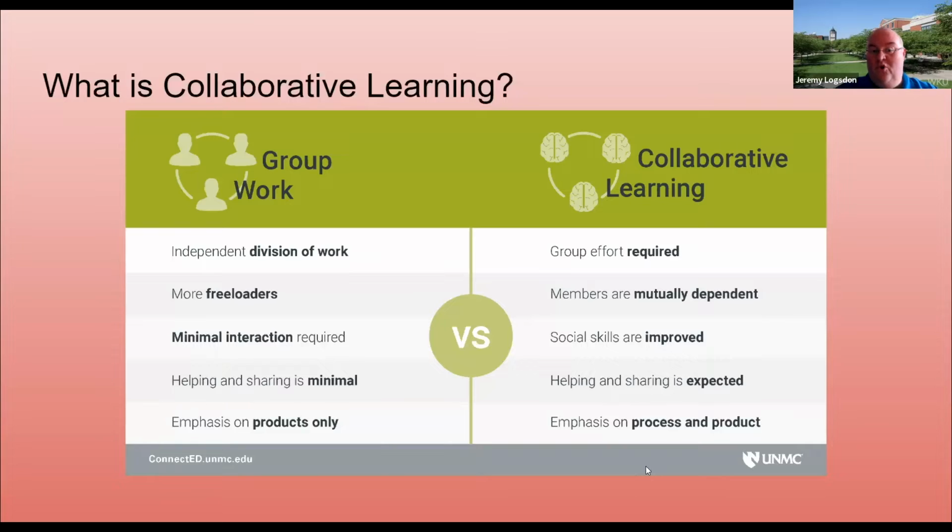With group work, the product might be, here's the paper you were supposed to create. With collaborative learning, it was, what did we learn through this together? And yes, Jennifer, I love social loafer. I like that a lot better than freeloader. It just sounds a little less negative, but it definitely counts.